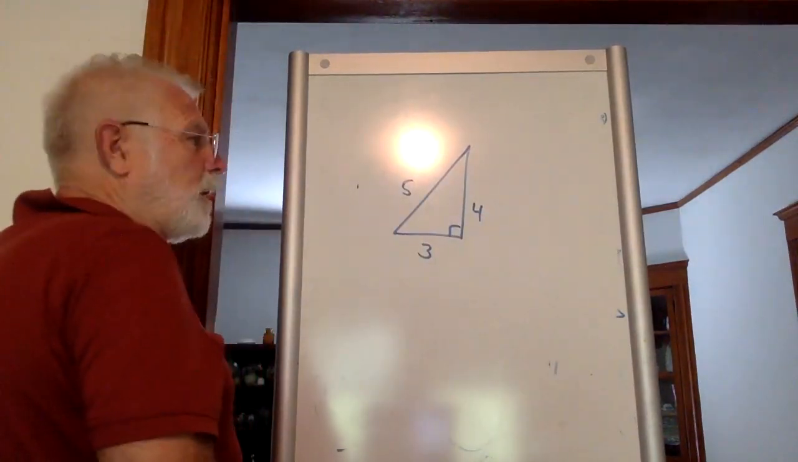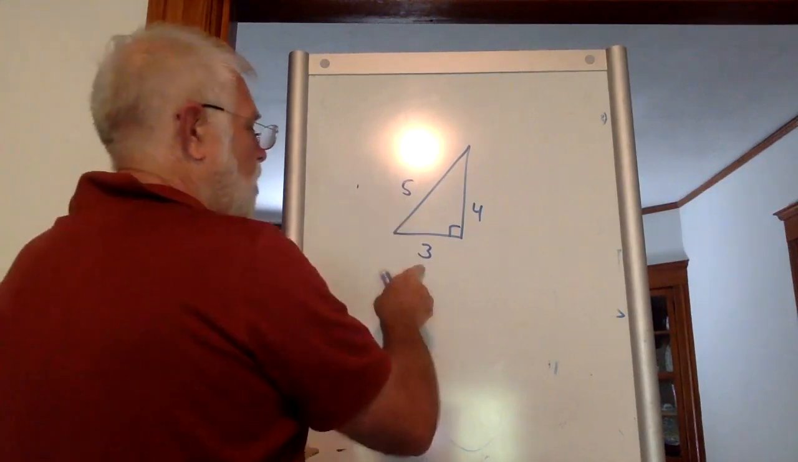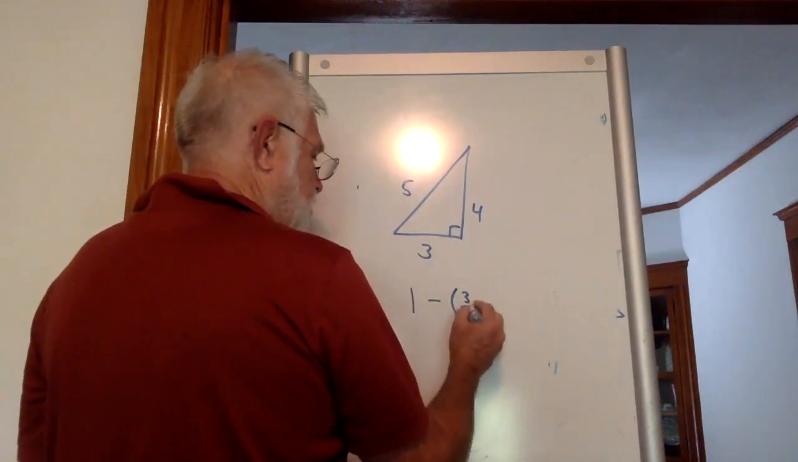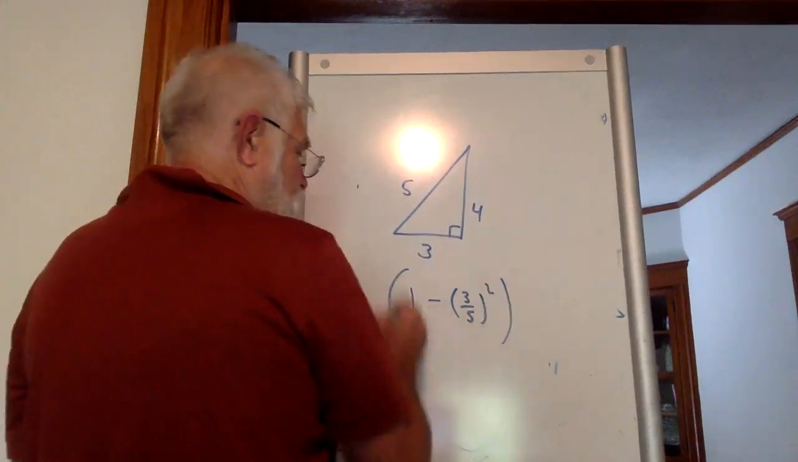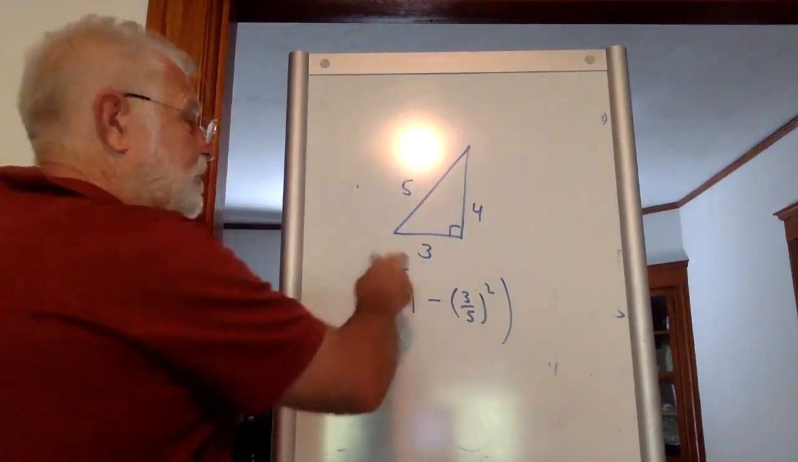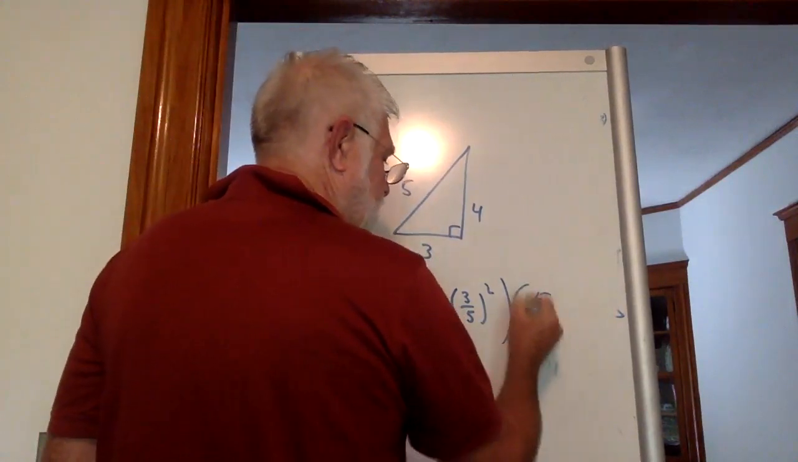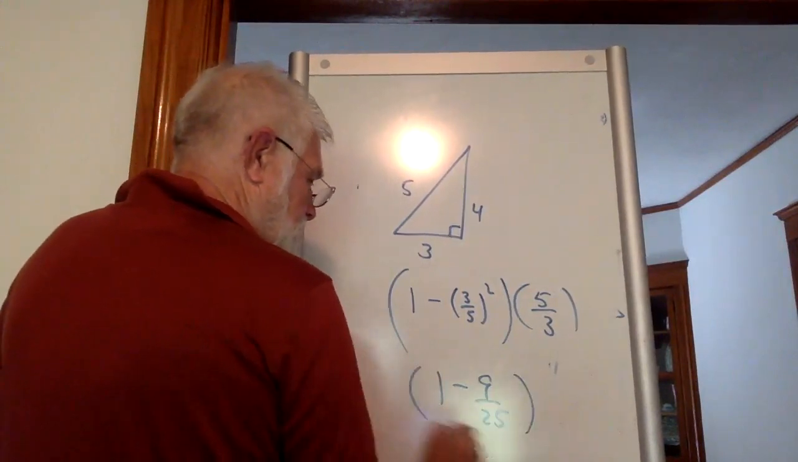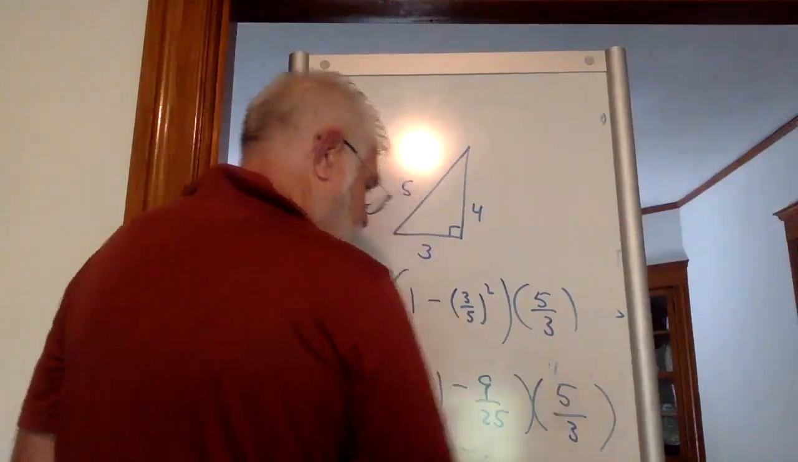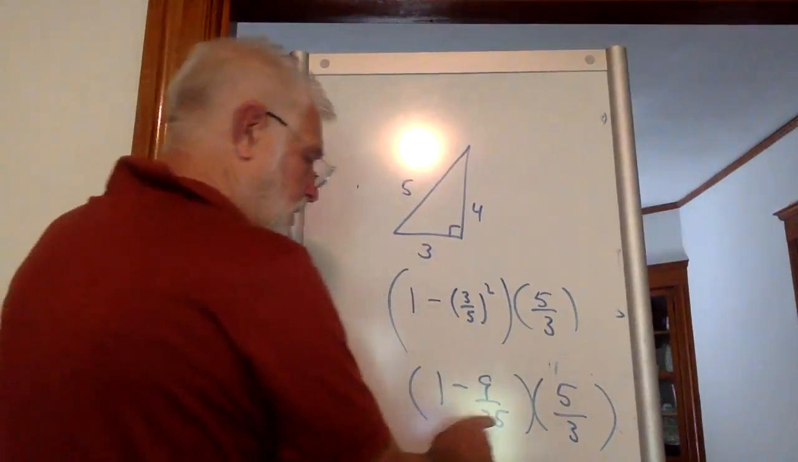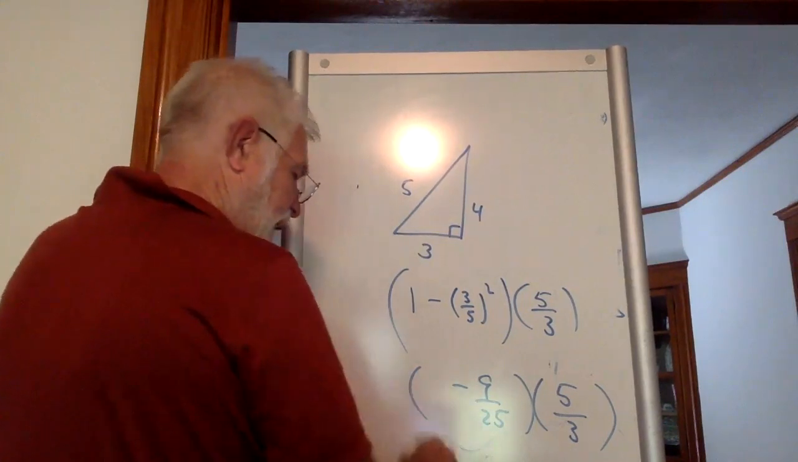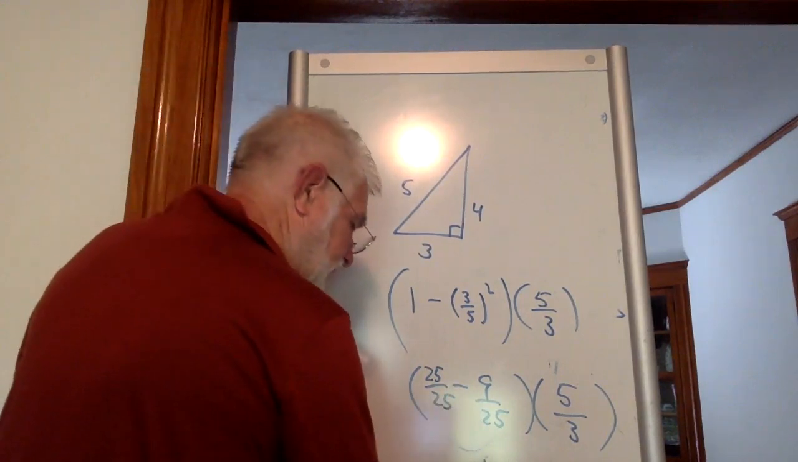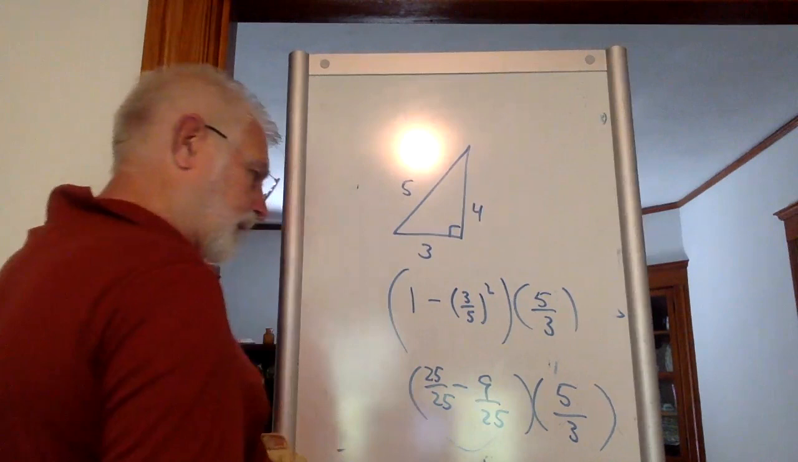Let's do 1 minus cosine squared x. Well, cosine squared x is 3/5, so I'm doing 1 minus 3/5 squared, and that's in parentheses, times cosecant. Cosecant is reciprocal of cosine, so that's 5/3. Let's actually do this out. So this is 1 minus 9/25 times 5/3. I haven't done any straight math like this in a long time. So 1 minus 9/25, well, this is 25/25. So that's 16/25 times 5/3.